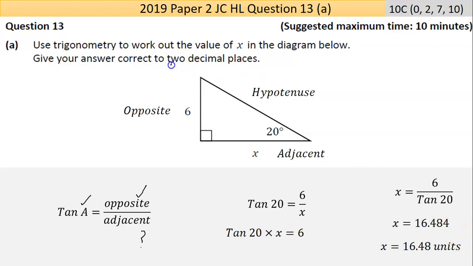Now I want this to 2 decimal places. So the 4 here is less than 5, so the next number stays the same. So 16.48. They don't tell us what the units are, but I'm putting in that they are units. That's part A, 10 marks. Very straightforward trigonometry.